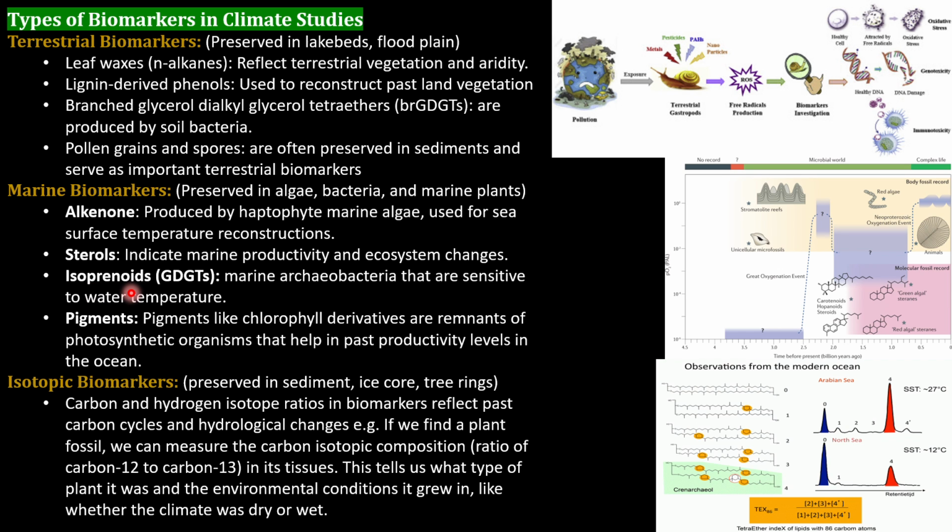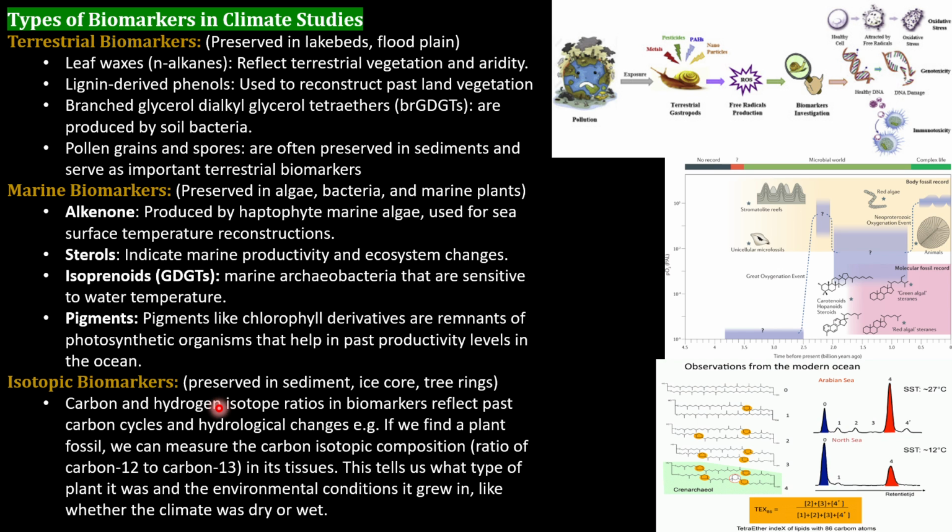this is the isoprenoid, from chlorophyll bacteria, and they are also water sensitive, giving the paleoclimate water temperature. And pigments like chlorophyll also give the marine biomarker indicator.